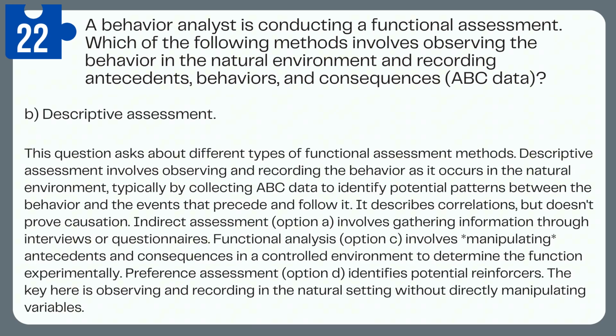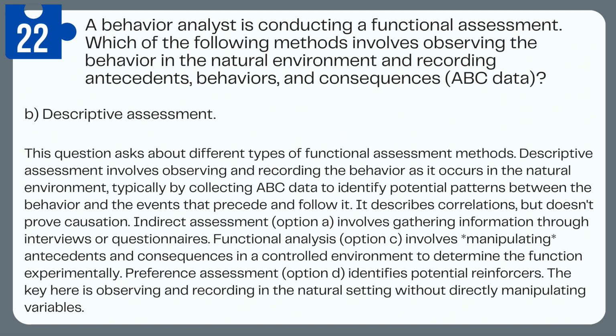Answer: B. Descriptive assessment. This question asks about different types of functional assessment methods. Descriptive assessment involves observing and recording the behavior as it occurs in the natural environment, typically by collecting ABC data to identify potential patterns between the behavior and the events that precede and follow it. It describes correlations, but doesn't prove causation.